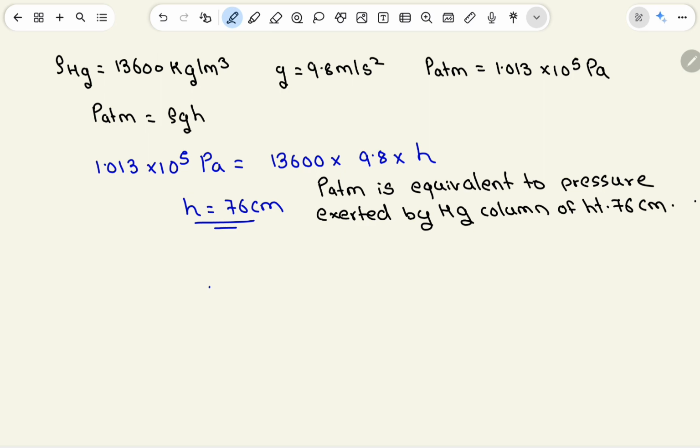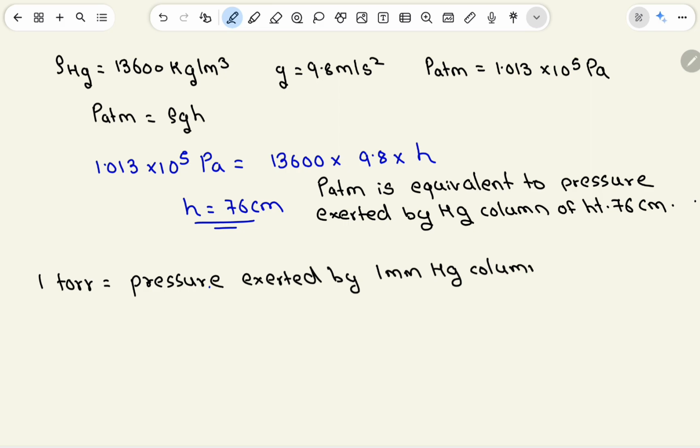Okay, so using this methodology of representing pressure in terms of mercury column, we could derive a new unit for pressure called torr. So let's see what this torr is. We define 1 torr as a pressure equivalent to the pressure exerted by 1 mm mercury column. So if we have a mercury column of height 1 mm, then the pressure exerted by that mercury column is nothing but 1 torr.